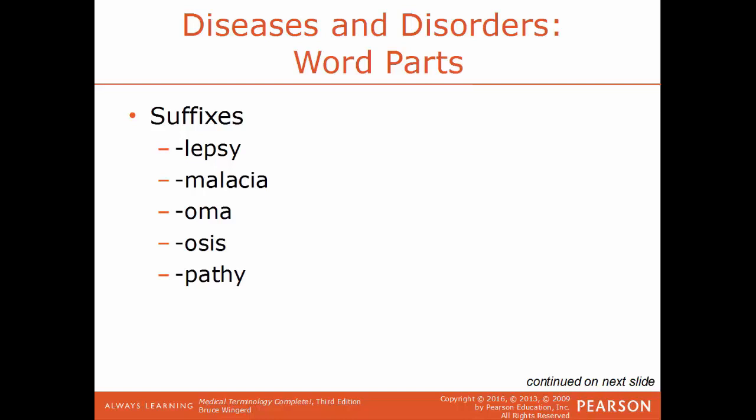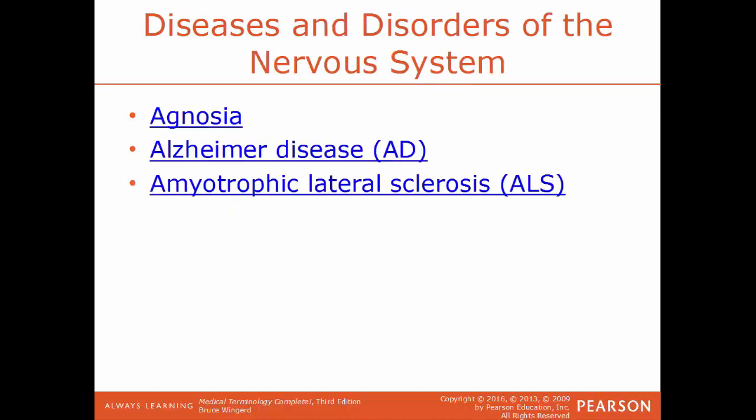Oma is a reference to a tumor. Osis is an abnormal condition. Apathy references a disease. Plegia represents paralysis. Urage is a bursting forth of blood. The troph means nourishment or to feed. And the suffix us is a structure. So now we'll talk about some particular diseases and disorders of the nervous system.